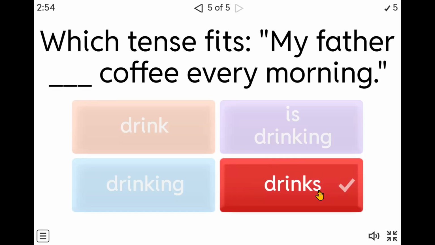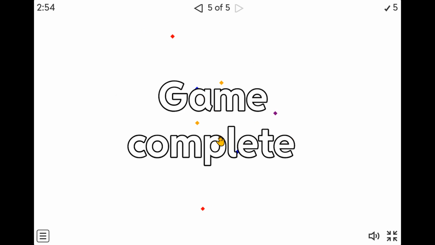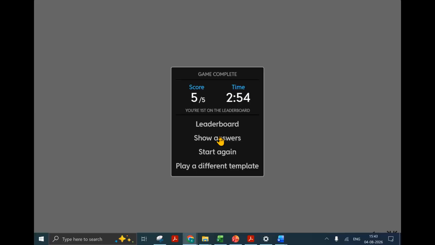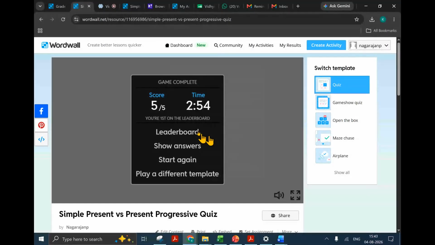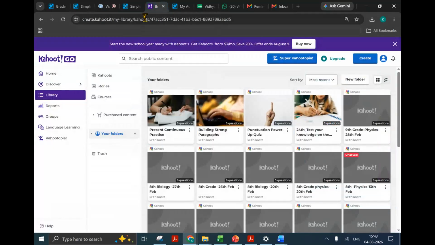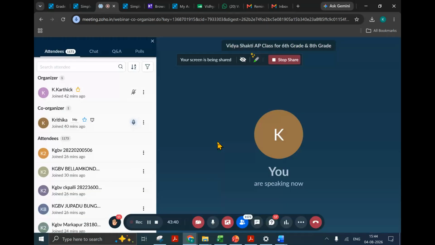Okay na? So this is how we differentiate between simple present and present progressive tense. So present progressive tense and present continuous, progressive continuous, both are same. Don't get confused. Okay na? So just give me a moment.